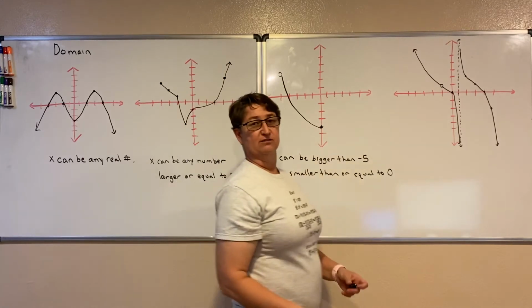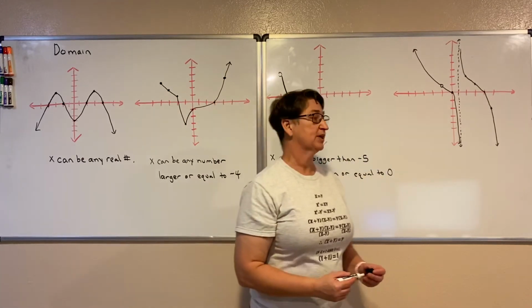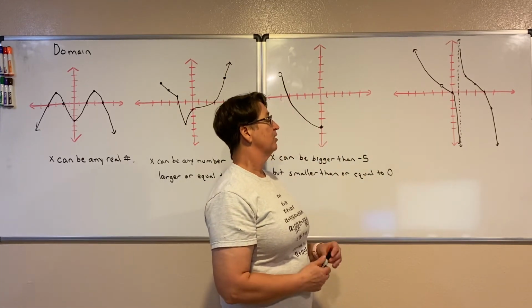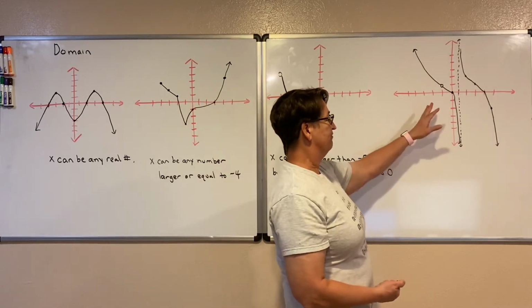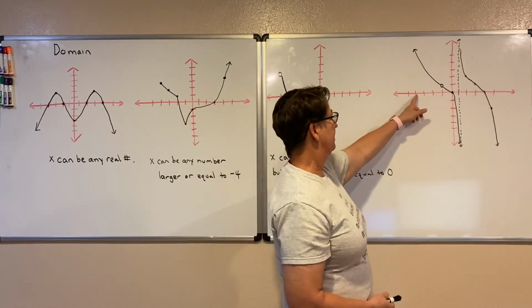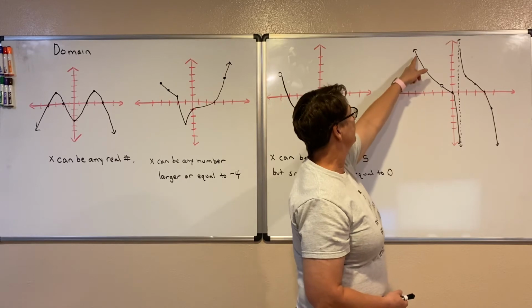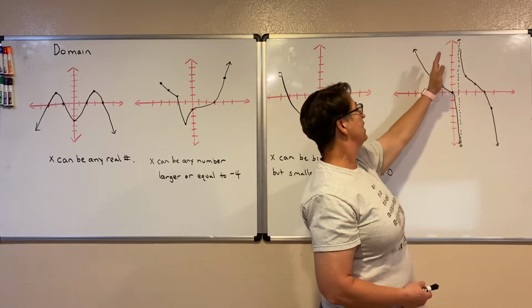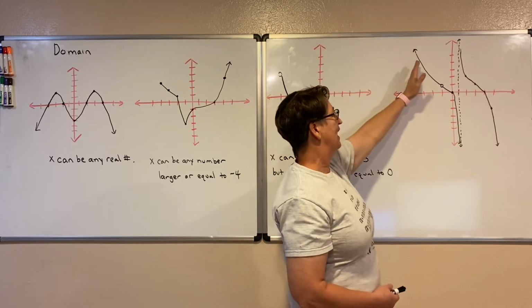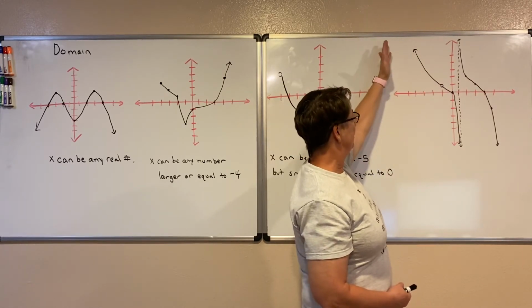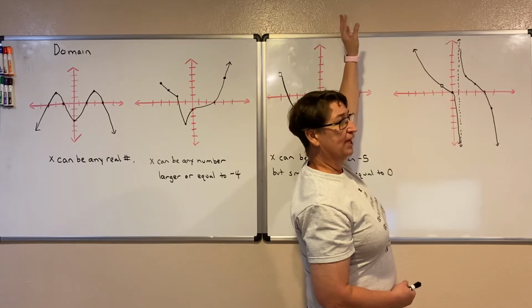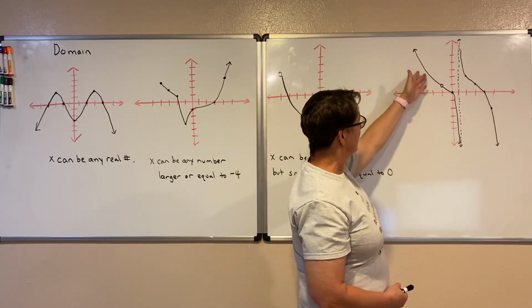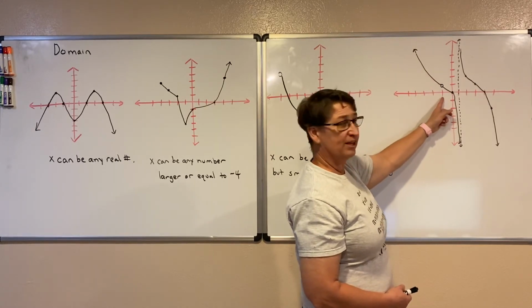All right, let's look at this last one. This last one looks really complicated. It's got lots going on. So here, if I start picking values for x, like -4, there is an output on the graph. And in fact, this keeps going forever and ever. So anything out that direction my x can be. It can be anything small, like -100, all the way in until I get to -1.